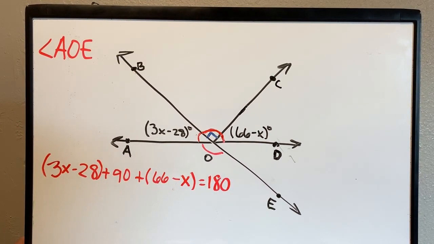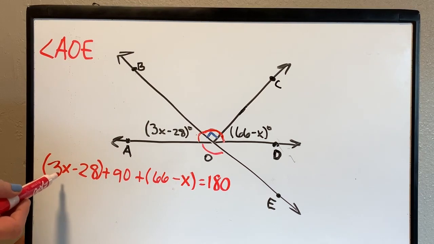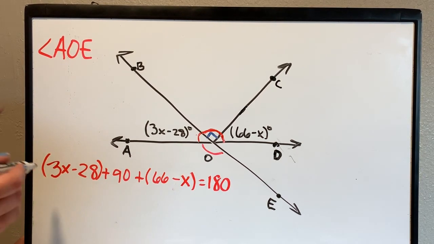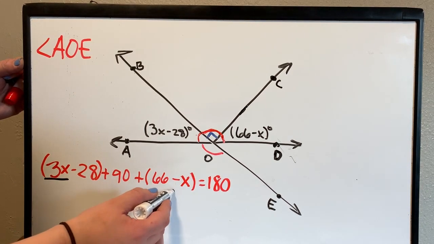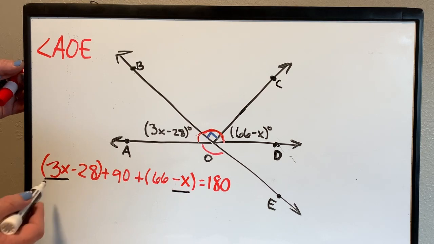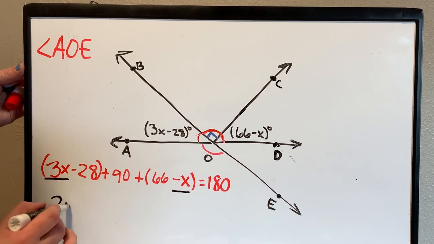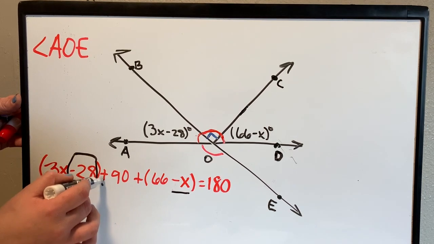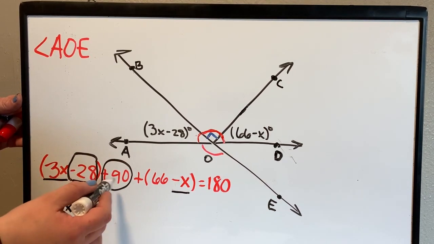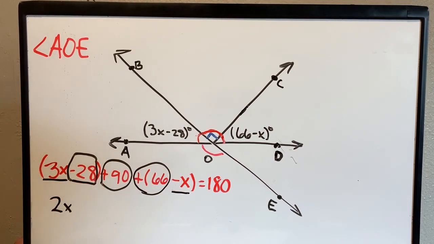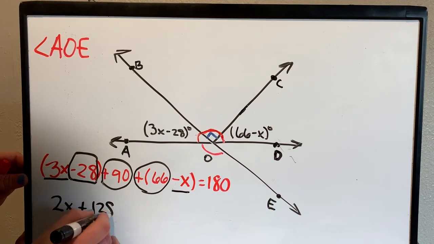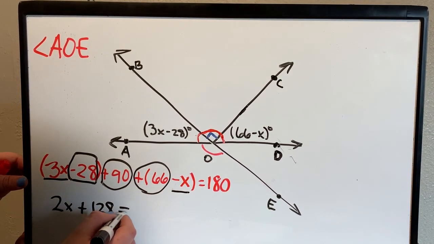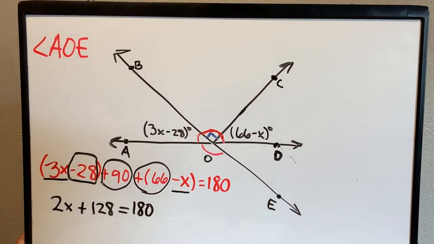So the first thing I need to do is combine my like terms. I'm going to rewrite this without the parentheses and combine like terms. I have my 3x and I have minus x, and those are the two that I can combine. So 3x minus x is going to give me 2x. Now I have negative 28 and plus 90. Negative 28 plus 90 plus 66 is going to get us 128. And then we set that equal to 180. Now we have 2x plus 128 equals 180.